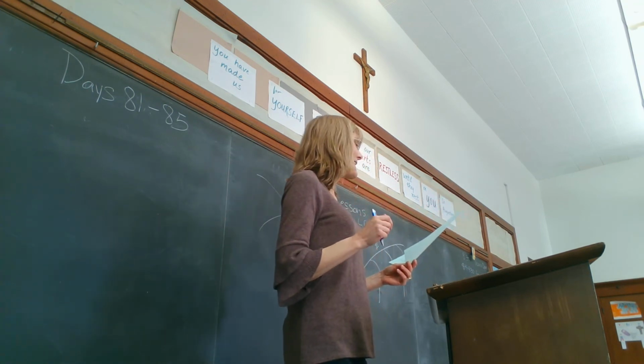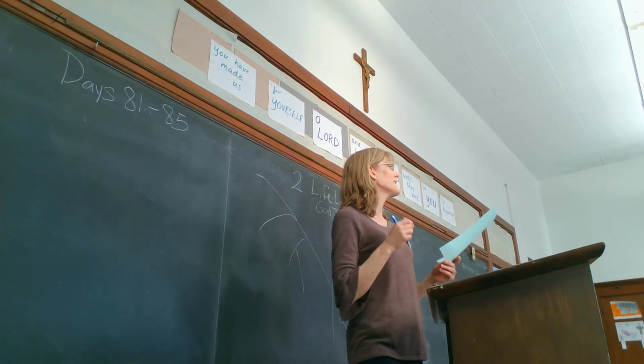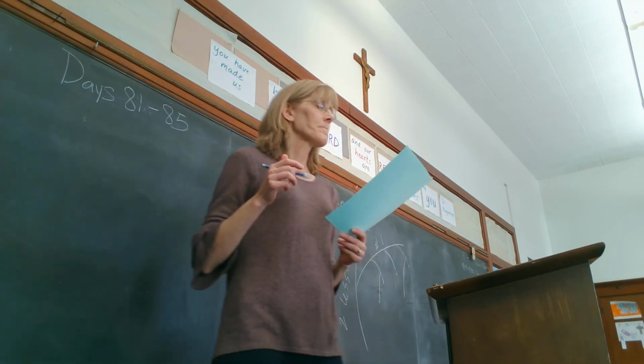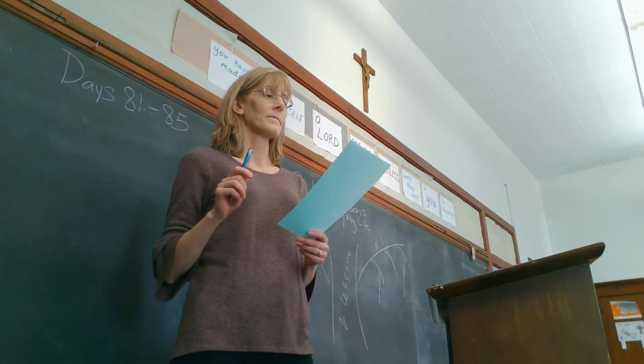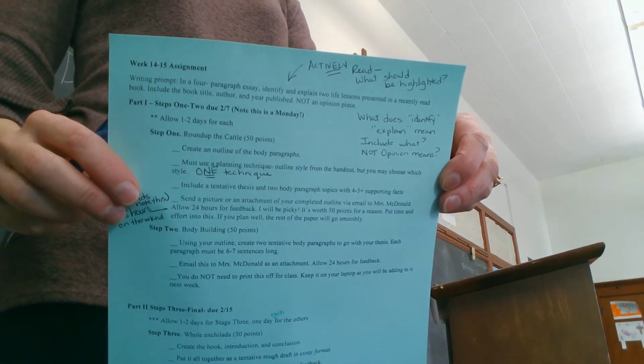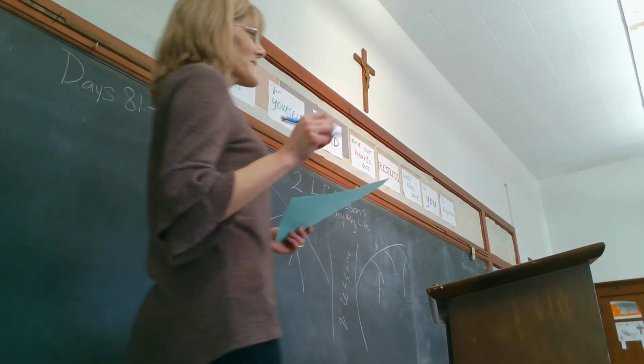Betty, I feel like I'm picking on you, but I'm going to pick on you again. Betty, please read the writing prompt for the week 14-15 assignment. Nice and loud. In a four-paragraph essay, identify and explain 2 life lessons presented in a recently read book. Include the book title, author, and year published, not an opinion piece. Okay. Let's actively read this.